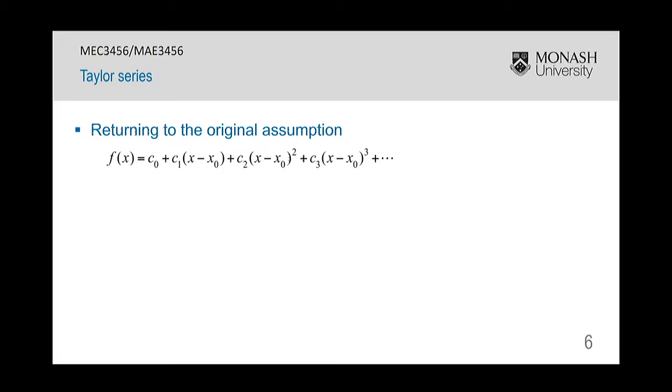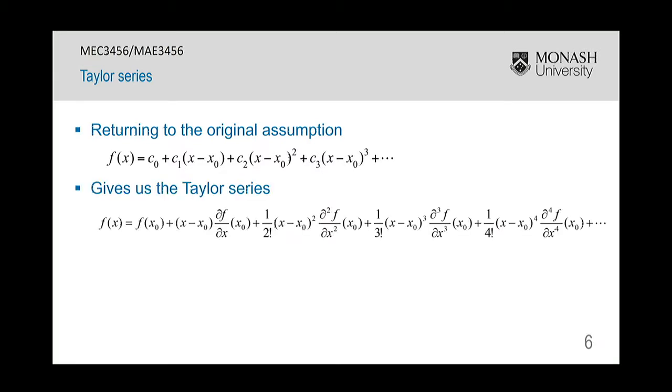So let's go back to our original assumption that we could write f of x at any point as this particular polynomial. We know what the c0, the c1 and the c2 are. We've just calculated them. c0 is f of x0, c1 is df dx at x0, etc. And this then gives us the Taylor series. It says that f of x is equal to this long expression here.